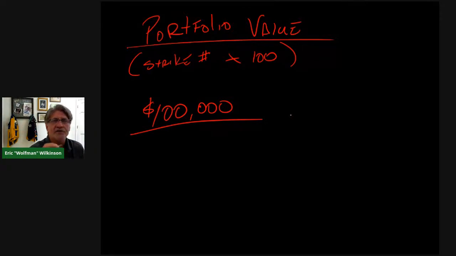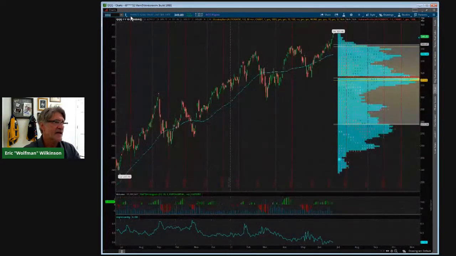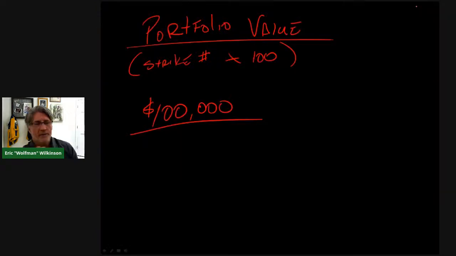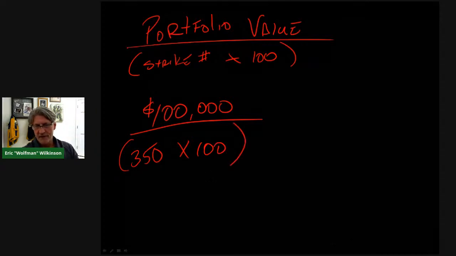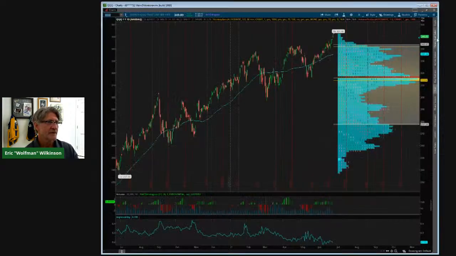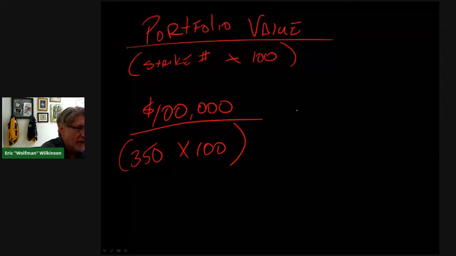I want to hedge it with something like the Qs. I don't know exactly where they finished today, so let's just call it 350. So I'm looking at hedging my $100,000 tech portfolio with the Qs at 350 times 100. I'm getting SPY 425 stuck in my head, I just want to make sure. 350. All right, so $100,000 over 35,000.